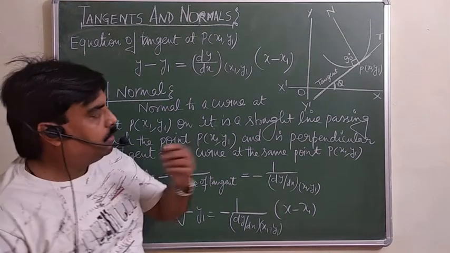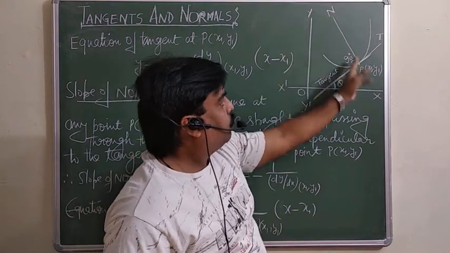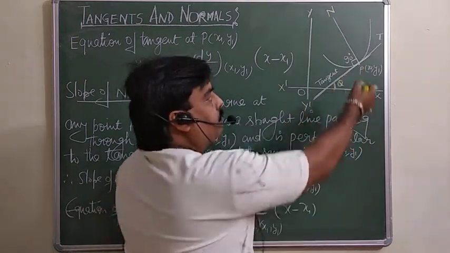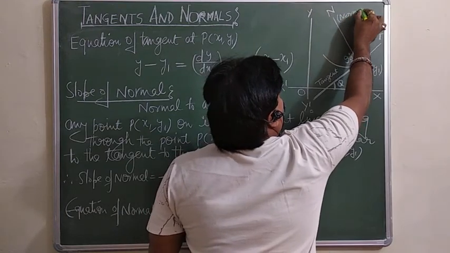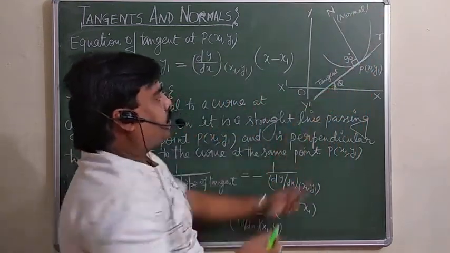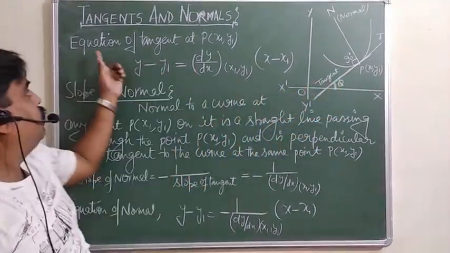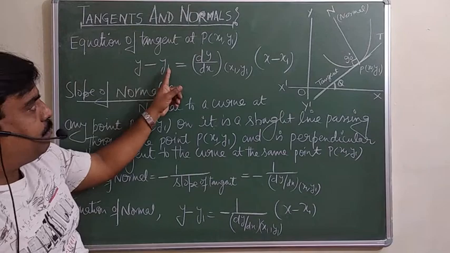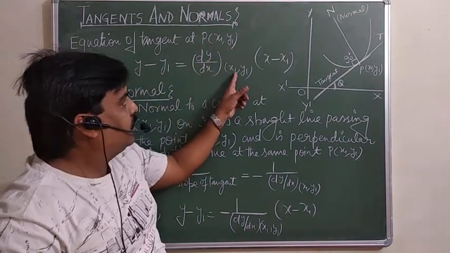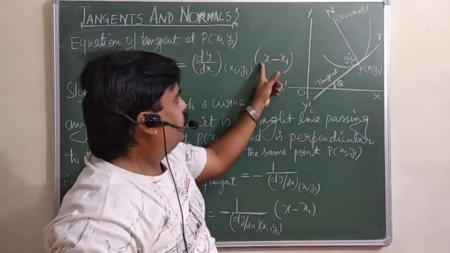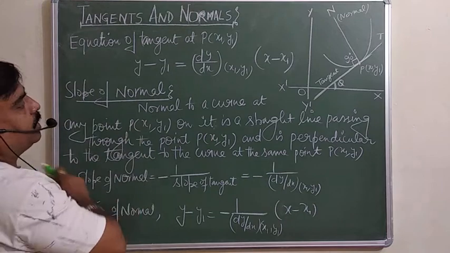Okay, so this is your tangent, the slope of this tangent is theta, and the normal is always perpendicular to the tangent at this point. This is your normal. So in case you know the slope of the tangent, then the equation of the tangent will be y minus y1 is equal to the slope of the tangent, dy over dx at the point (x1, y1), into x minus x1. Now see the slope of the normal.